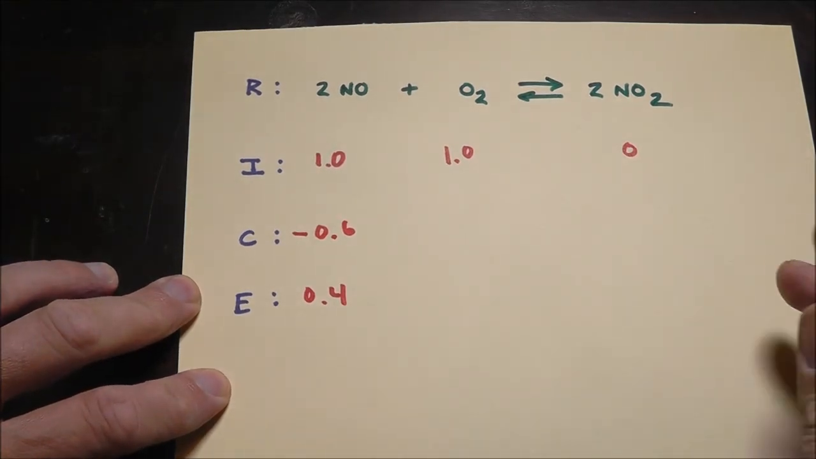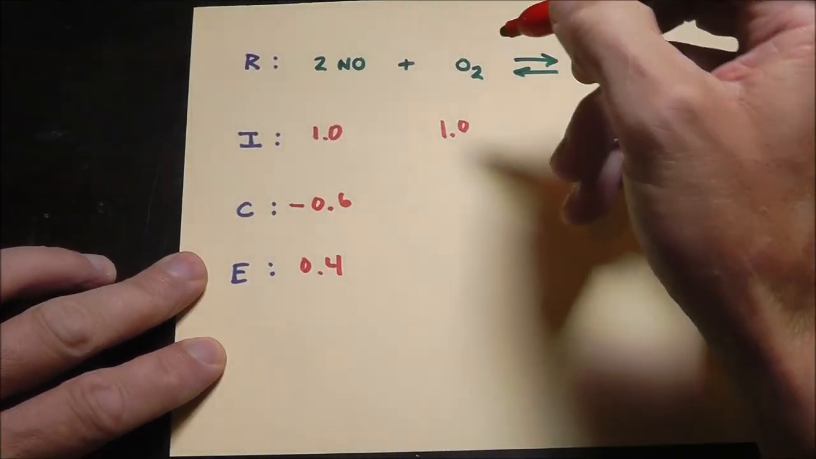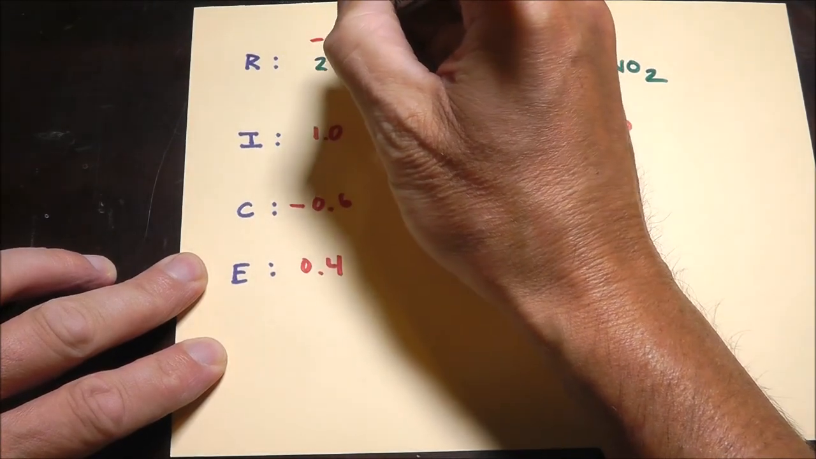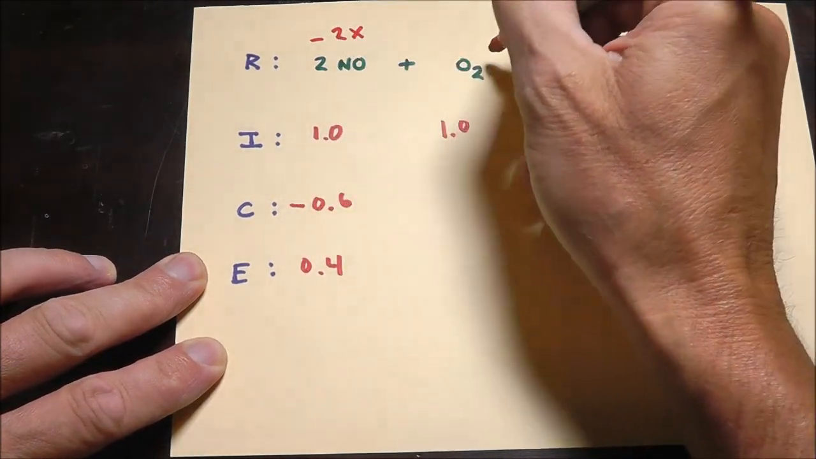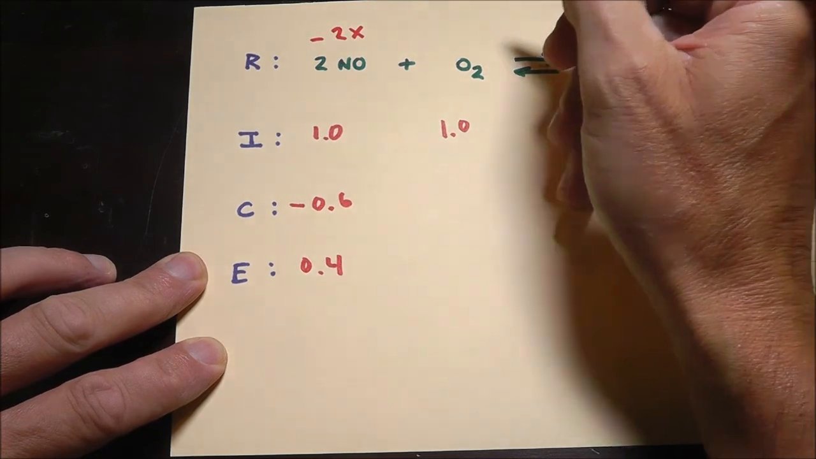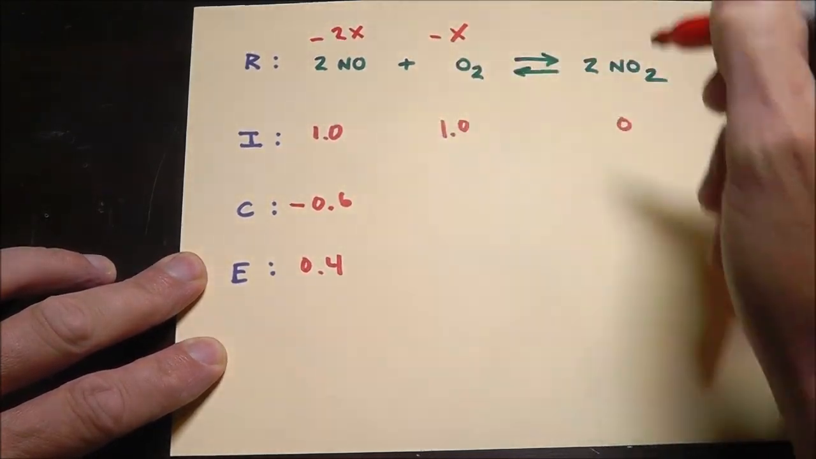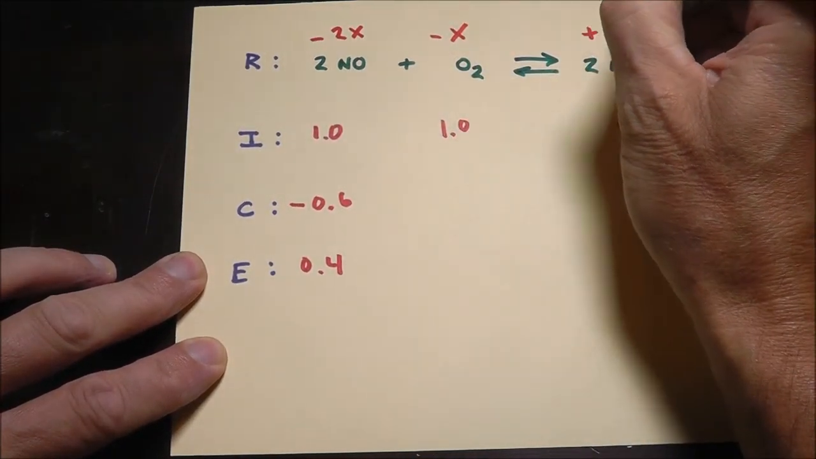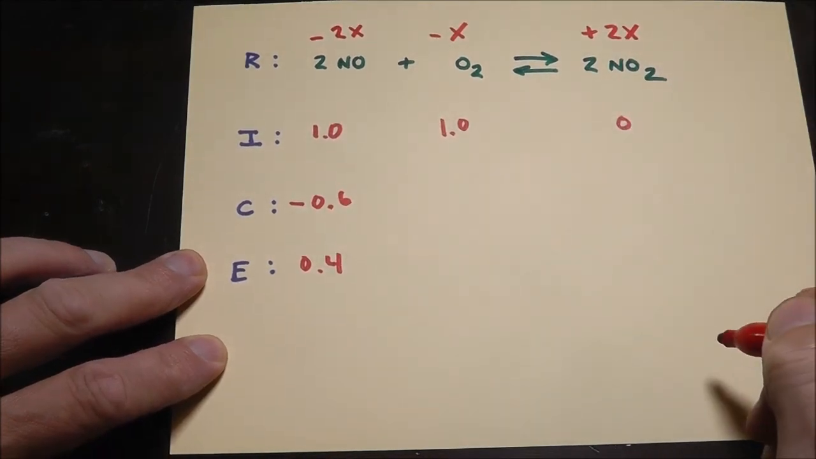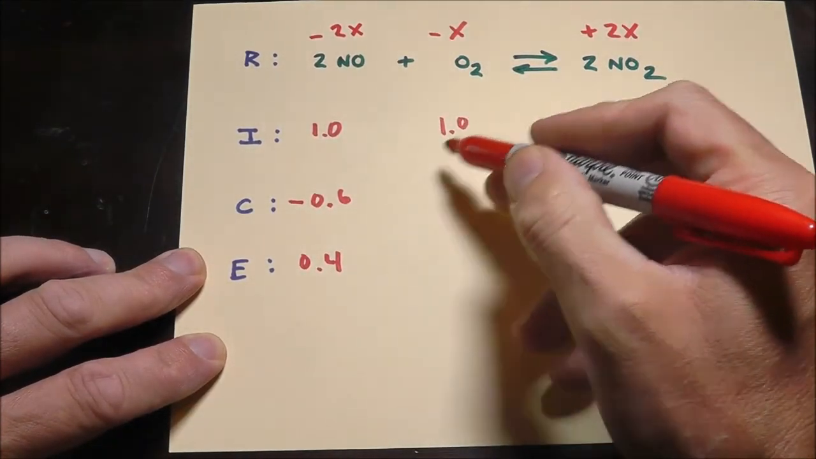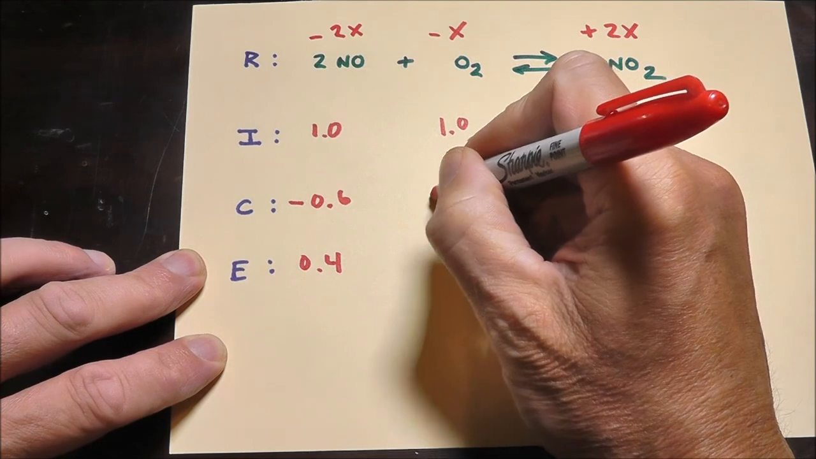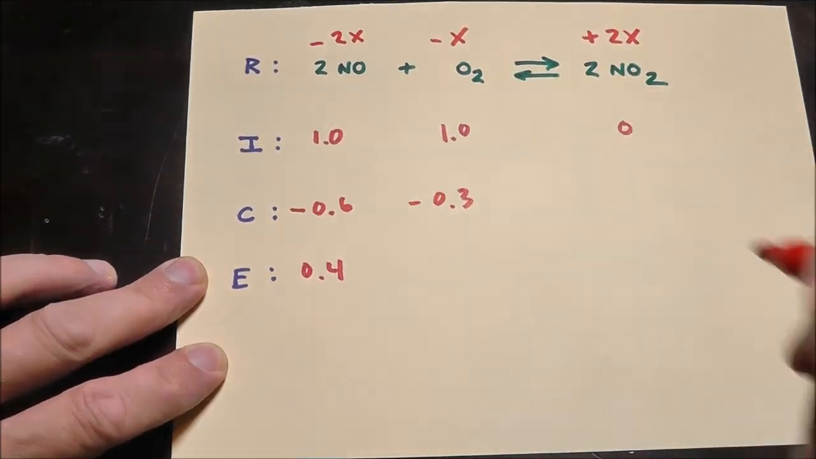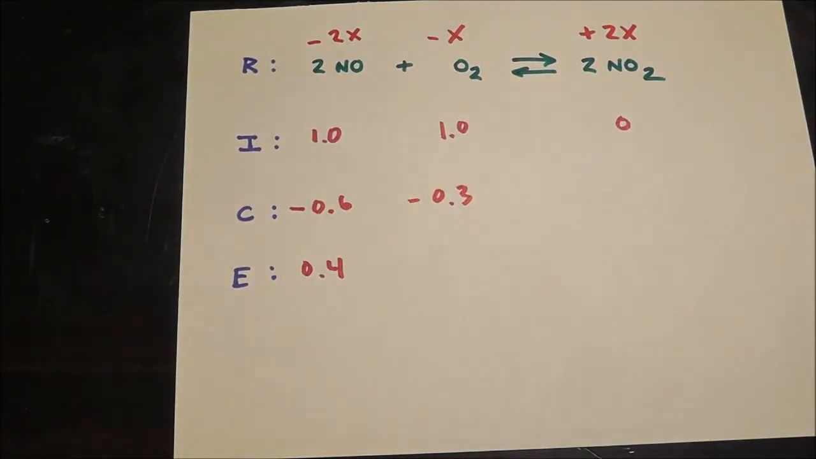That tells you the change of the other components too. Watch out though, coefficients are important. Every 2 of those NOs that disappear take with it 1 O2 and produce 1 NO2. So the change here is actually less because it's minus 0.3. You see what I did there? That change line should reflect the coefficients.